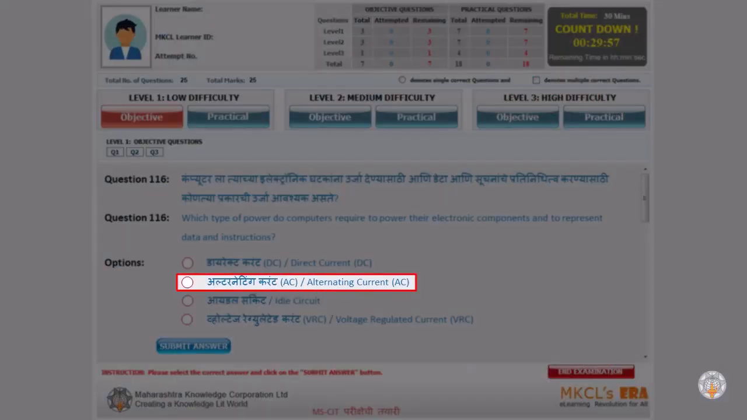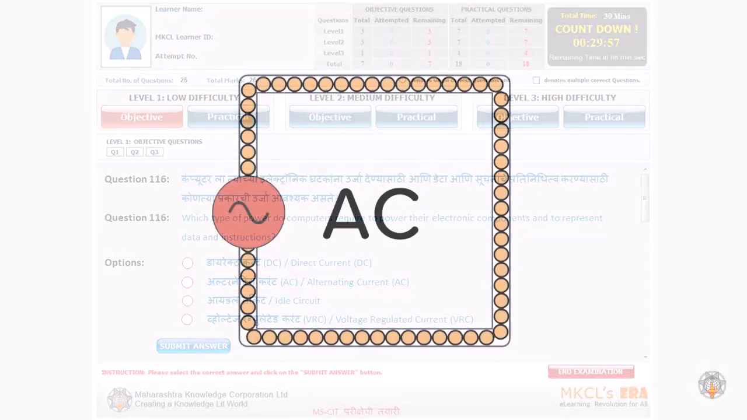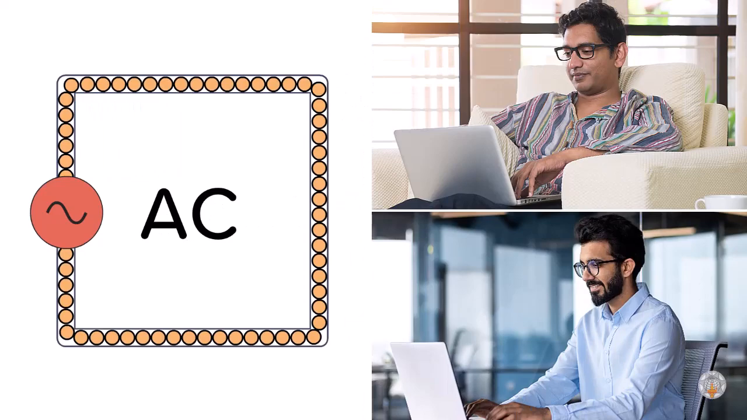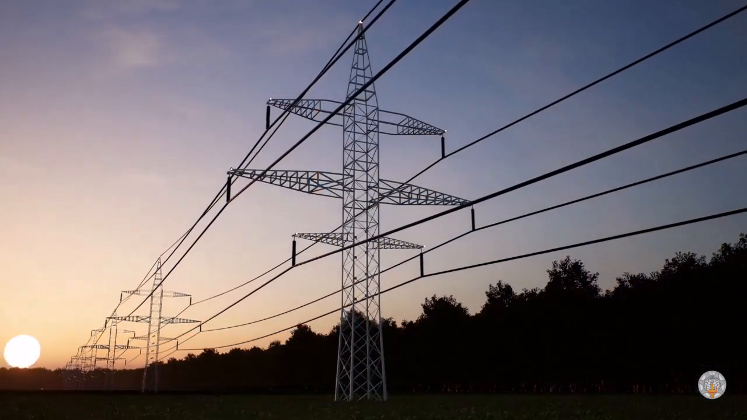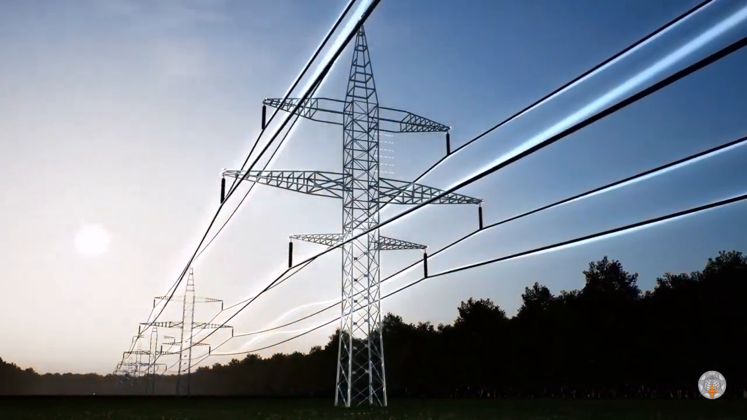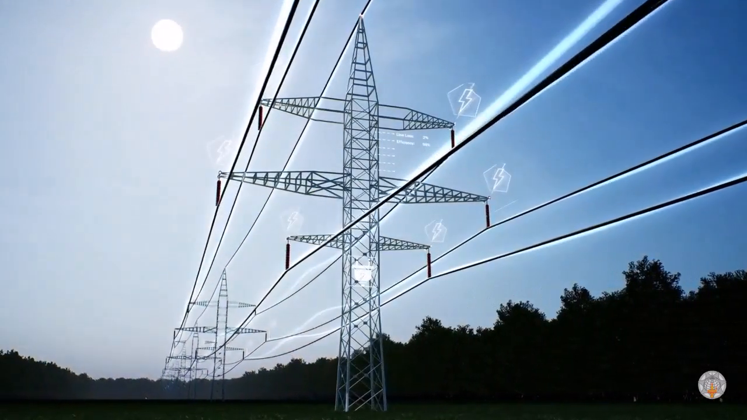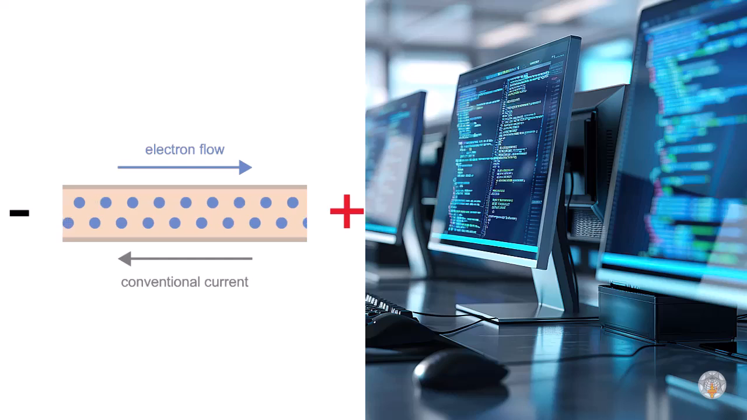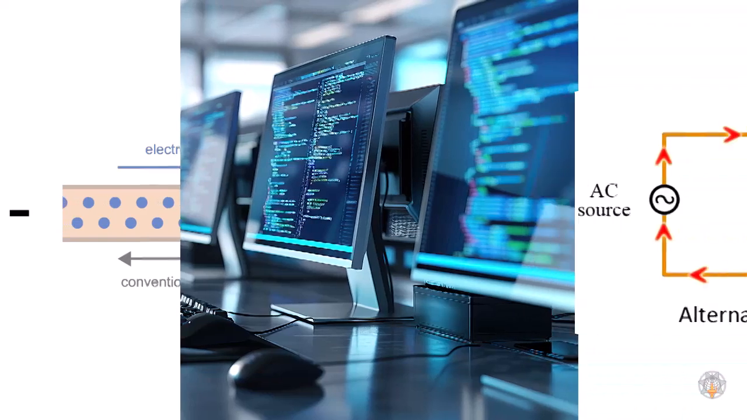Alternating current AC. AC is the type of power supplied to homes and offices. It alternates direction and is efficient for long distance power transmission. However, computers cannot directly use AC because their electronic components require a steady and unidirectional flow of electricity, which AC cannot provide.